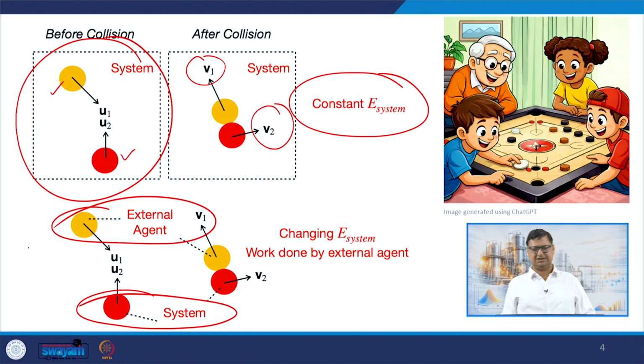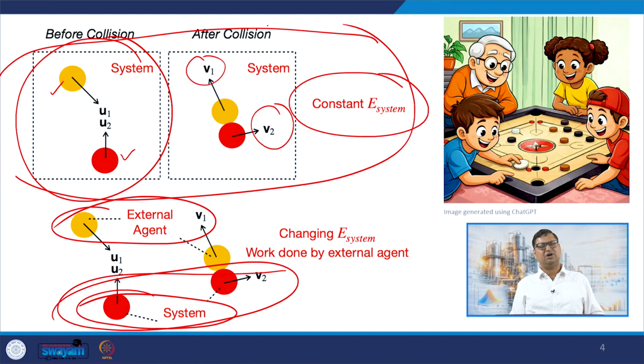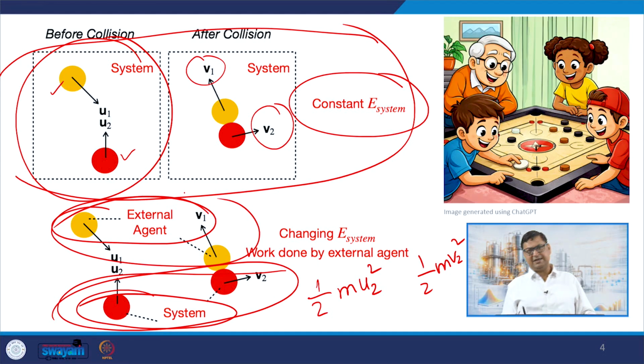However, if I now define only this red guy as my system, and I say that the yellow guy is my external agent, that is applying a work or doing a work on the red guy. So, now clearly the energy of this red guy is changing here. Unlike the previous case, where the energy of the entire system was constant, now, if I look at only the red ball, then clearly its energy is changing. Earlier it was something like half m u2 square, and now it is something like half m v2 square, right? And this energy change is caused by what? This energy change is caused by the external agent, which is the yellow ball here, right?